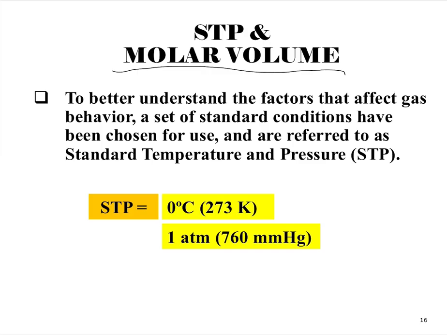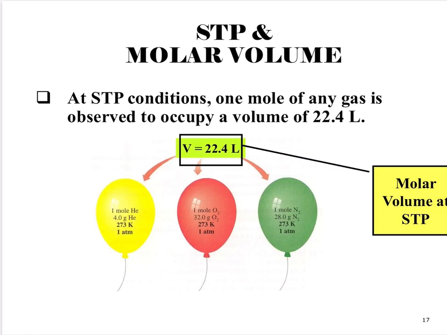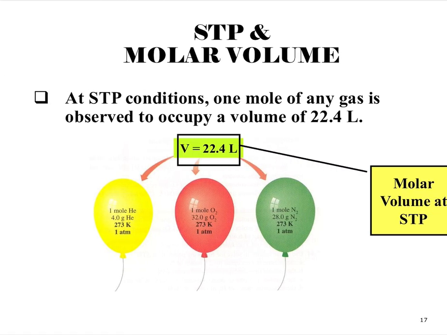In terms of standardized tests, STP is used a lot because they want to see if you remember what standard temperature and pressure is. So they'll say, this reaction happens at STP, predict the pressure of the products or something like that. That's just testing you. So if you see STP, that implies 273 Kelvin, 1 atmosphere, and 22.4 liters.